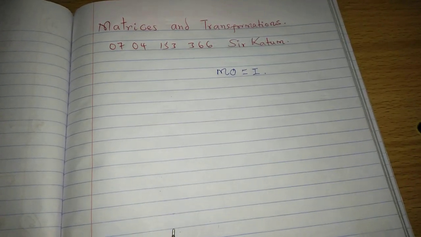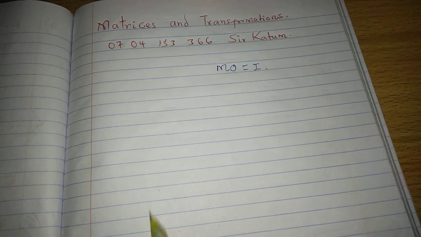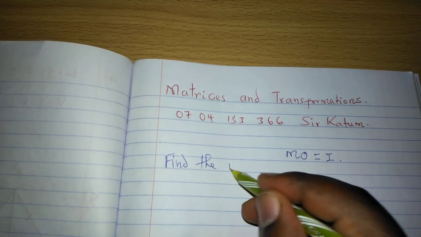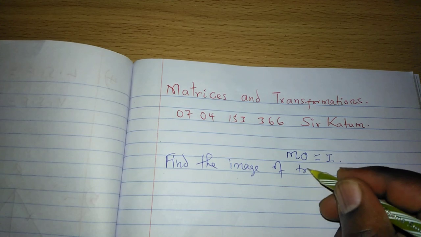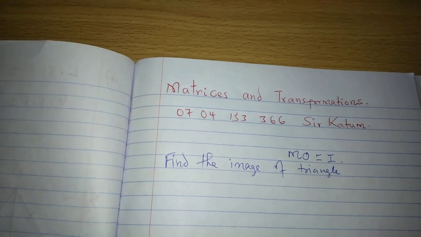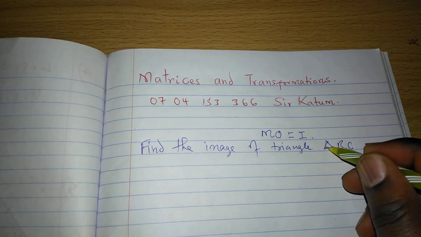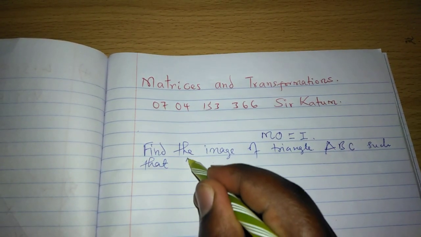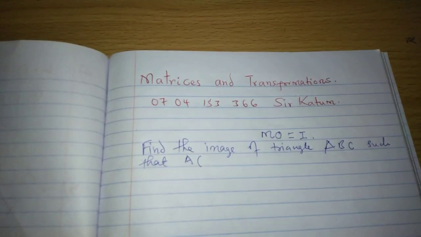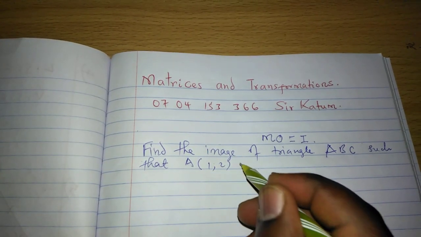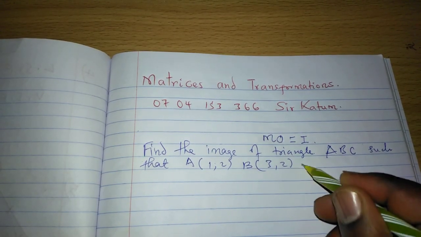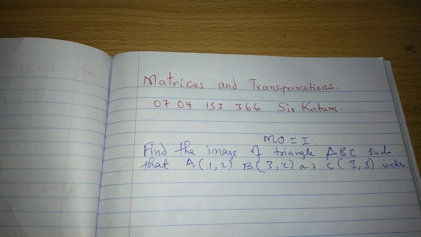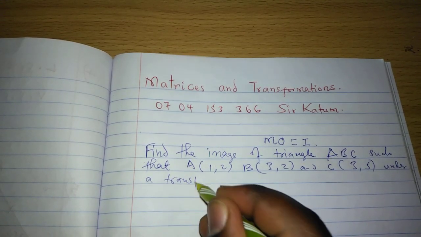For example, you can be told to find the image of triangle ABC, such that the coordinates of A are 1, 2, B is 3, 2, and C is 3, 5, under a transformation.